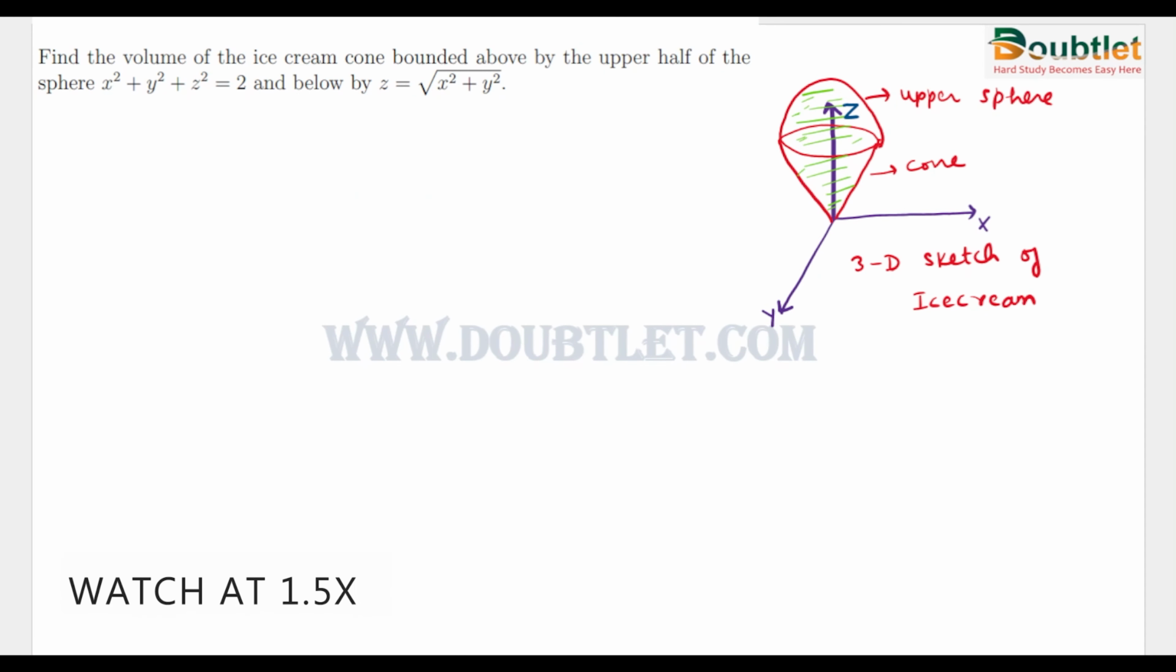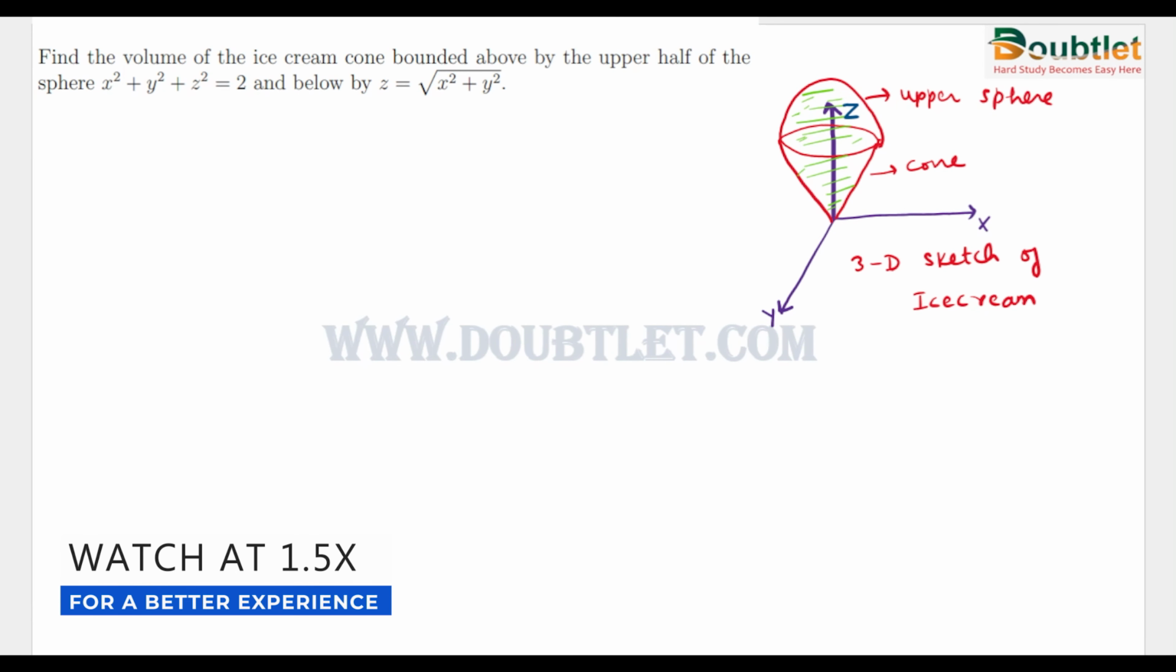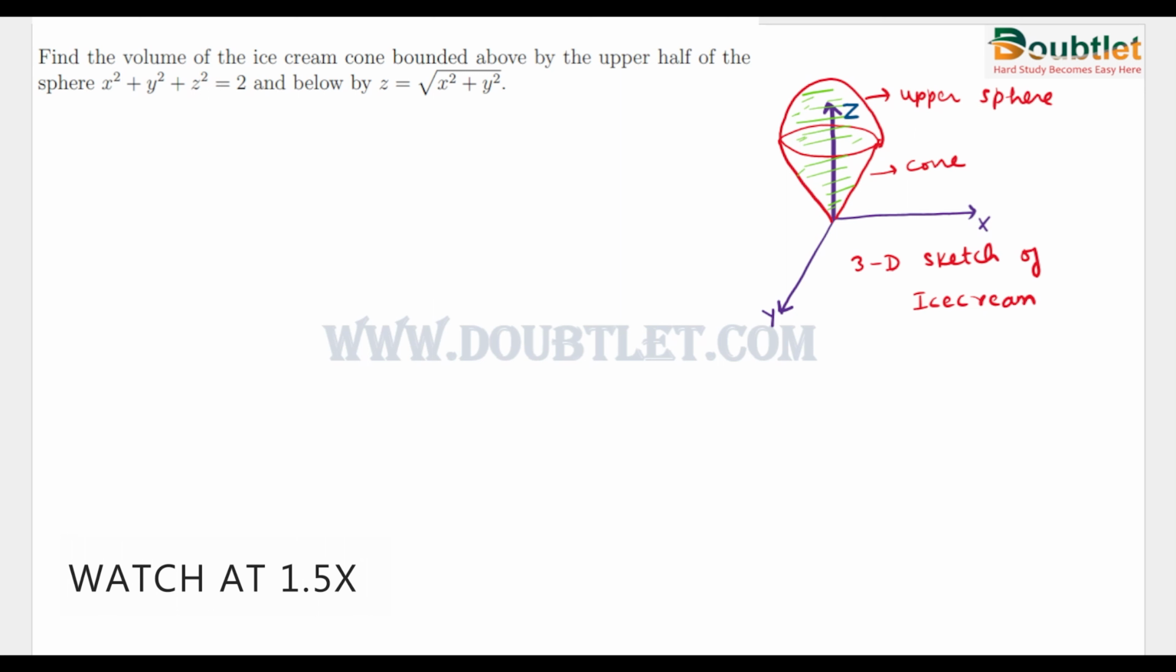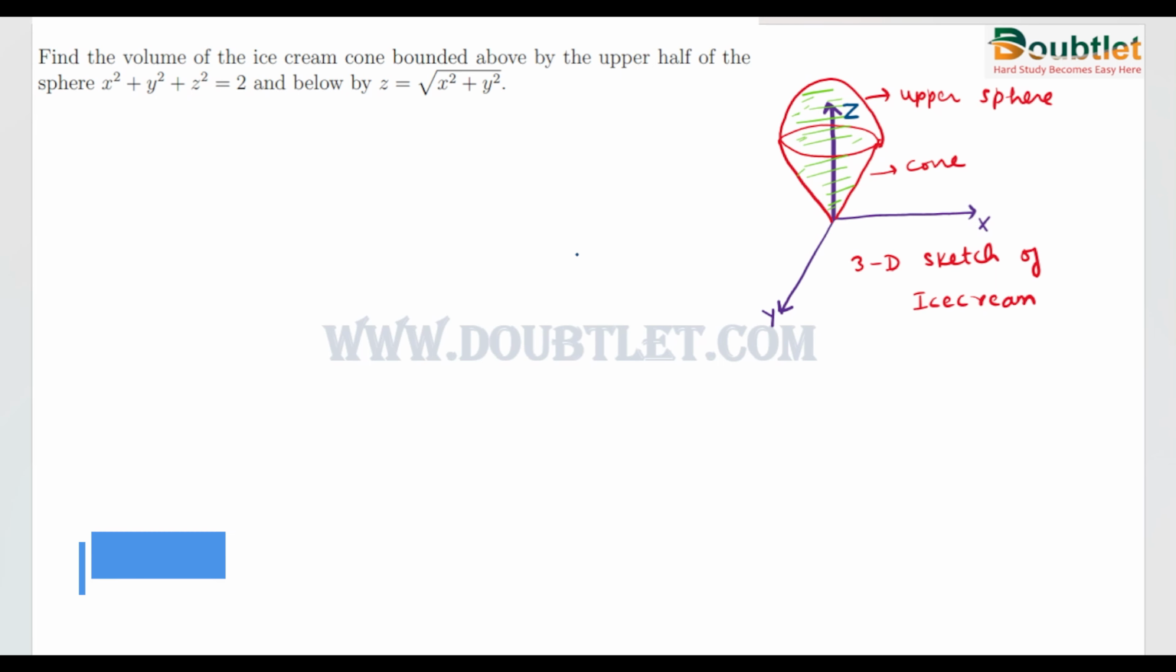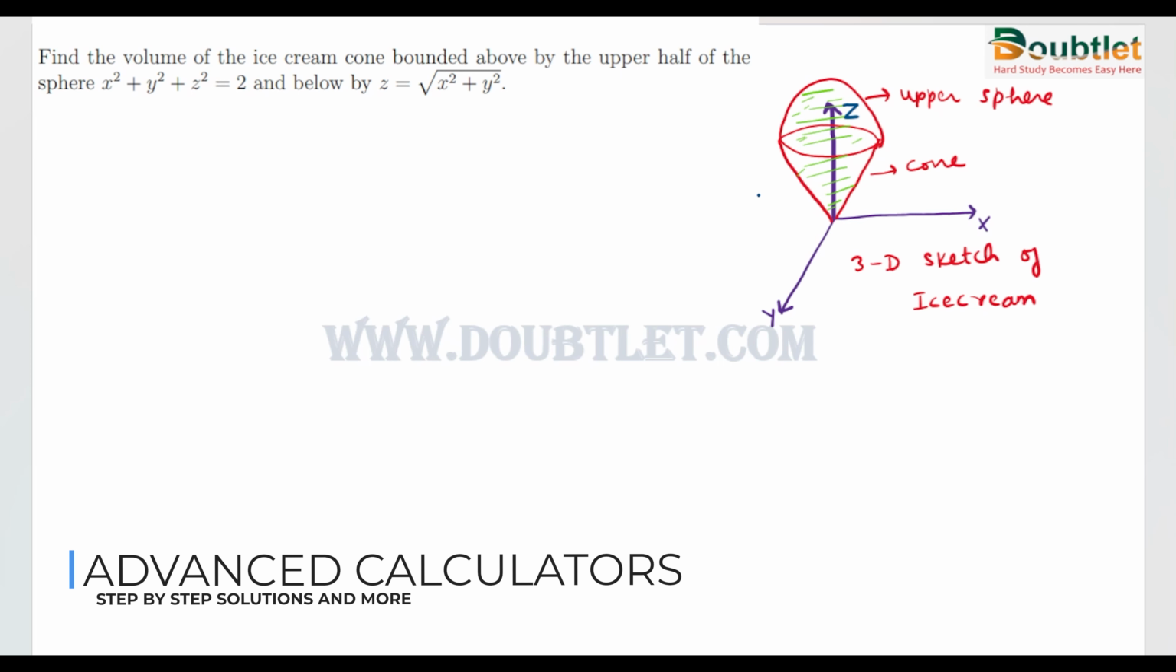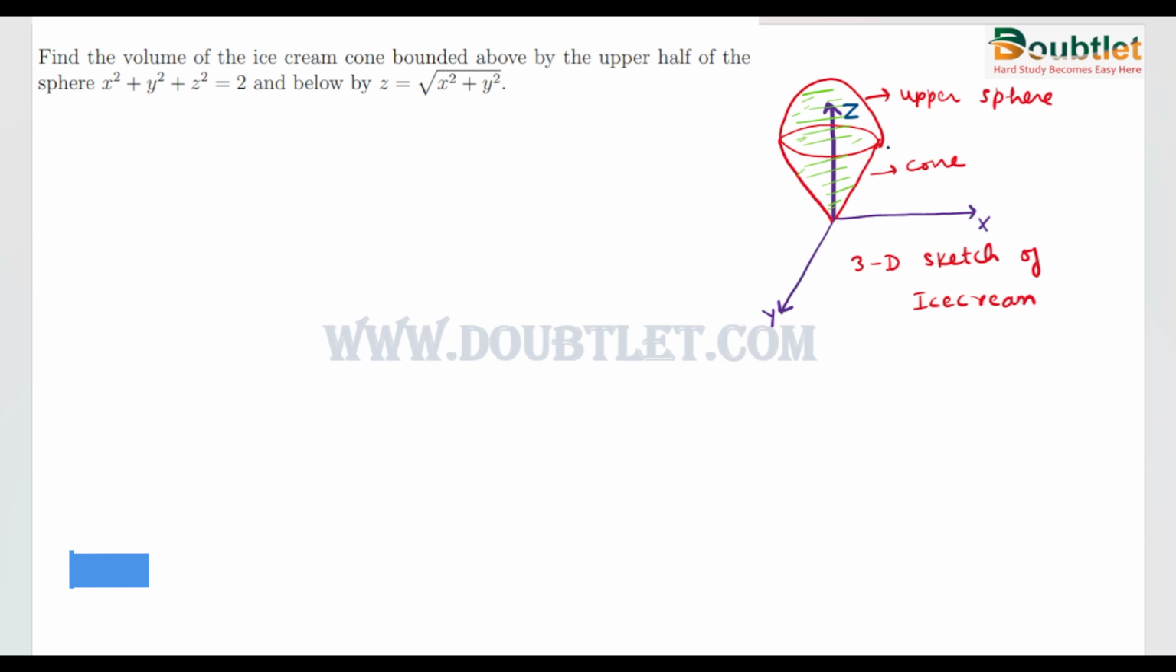Hello guys, in this video we have to find the volume of the ice cream cone that is bounded above by the upper half of the sphere, whose equation is given, and below by the cone, that is z is equal to the square root of x square plus y square. I have already drawn the 3D sketch of both curves. Below is the cone and this is the sphere. It is shaped like an ice cream cone, as you all know.